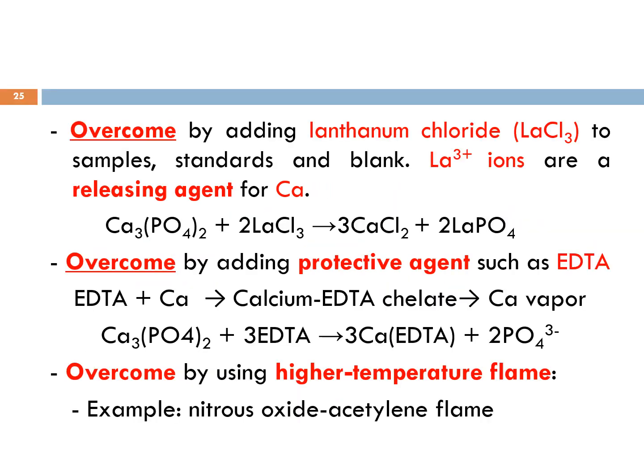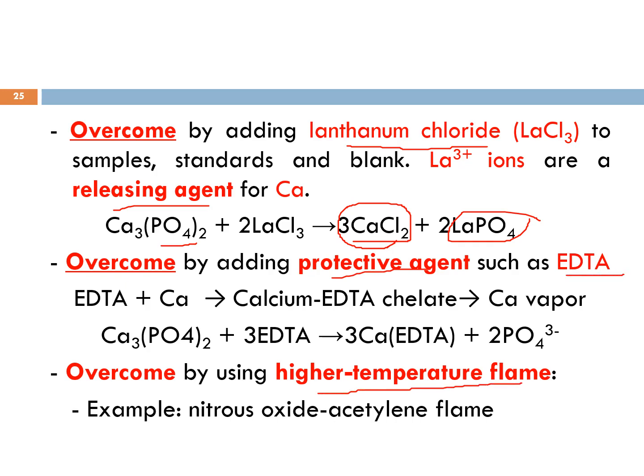Okay, so cara dia untuk overcome this by adding lanthanum chloride as the releasing agent. So the phosphate tu akan react dengan lanthanum ni instead of kalsium. So kalsium ni akan react akan jadi calcium chloride, salt juga, tapi salt ni adalah yang easily volatile lah. Okay, second, by adding protective agent such as EDTA ataupun kita guna high temperature flame.